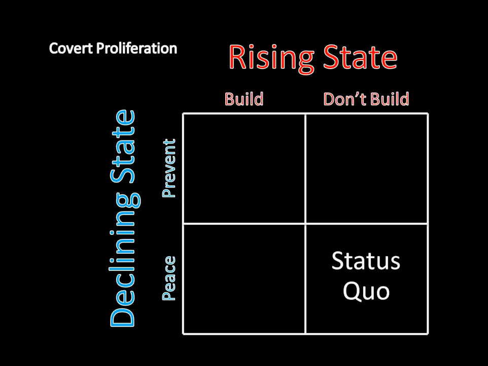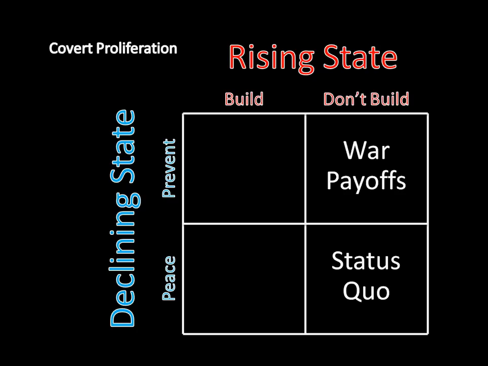In the top right corner, if the declining state prevents and the rising state's not building, then we have our war payoffs. These are just standard war payoffs. War is costly, so people are going to die, buildings are going to get destroyed, and so forth. But the rising state has nothing to do with a nuclear program here because it's not building, so we don't have to pay attention to that.